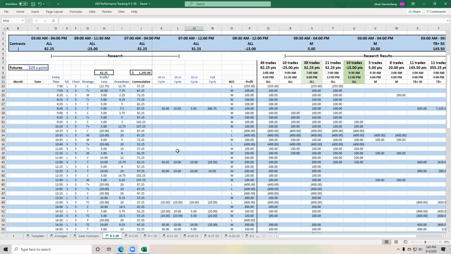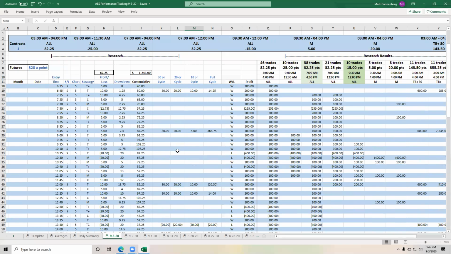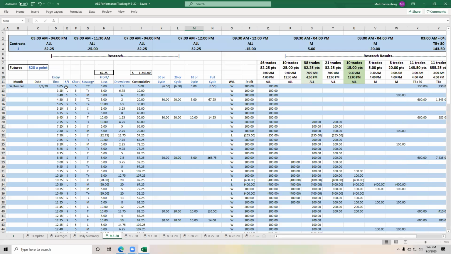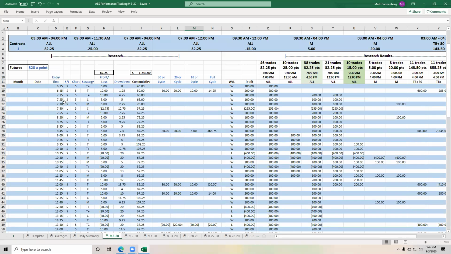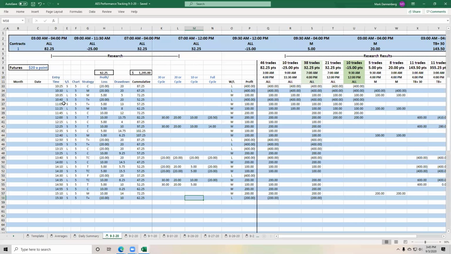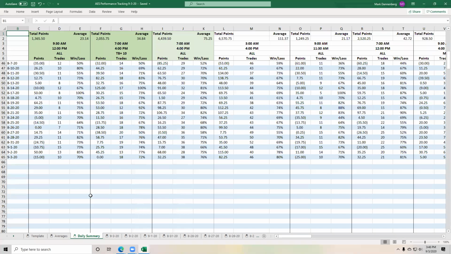Here is our performance tracking for today. Starting at 7 o'clock this morning, our first trade was actually at 7:15. I actually tracked starting at 3 o'clock in the morning, but practically speaking, we're going to look at 7 a.m. Eastern forward. And our last trade of the day was at 3:30. So what's the overall performance?